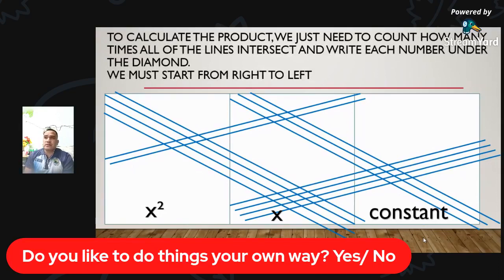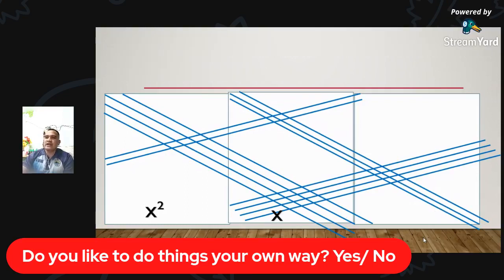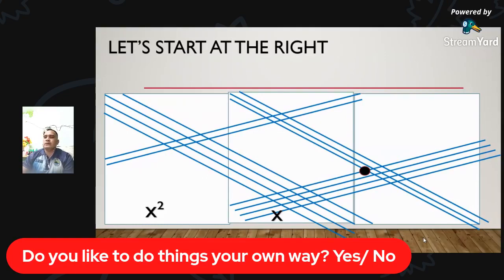To calculate the product, we just need to count how many times all the lines intersect and write each number under the diamond. We must start from right to left. First we have the constant. We count 1, 2, 3, 4, 5, 6, 7, 8, 9, 10, 11, 12. So we have 12 intersections. Let's write plus 12.